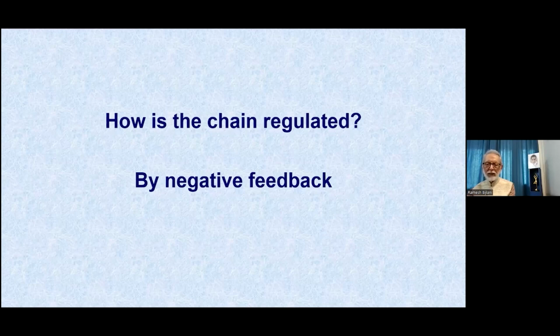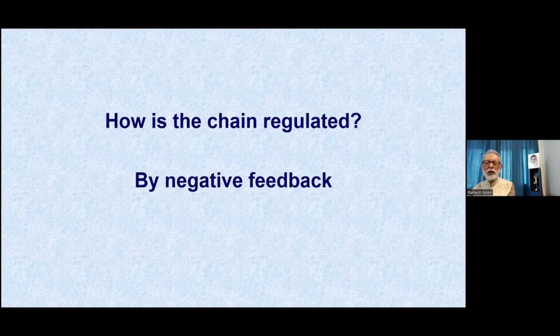By negative feedback. You might recollect that negative feedback is called negative because the feedback that is coming leads to a result which is opposite to the type of feedback that has been received. It is negative to the change that has taken place. For example, if the thyroid hormone levels have gone up, then this chain will lead to a reduction in the production of the thyroid hormones. Or if the thyroid hormone levels have gone down, then this chain will lead to an increase in the production of thyroid hormones.